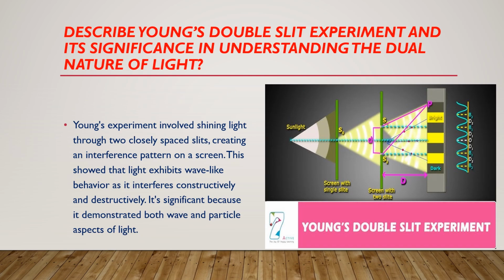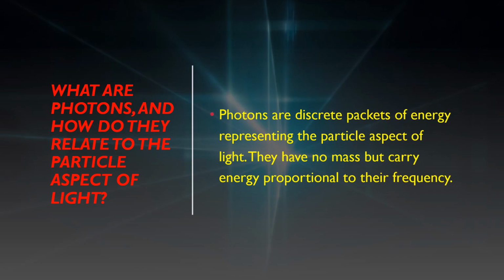Describe Young's double-slit experiment and its significance in understanding the dual nature of light. Young's experiment involved shining light through two closely spaced slits, creating an interference pattern on a screen. This showed that light exhibits wave-like behavior as it interferes constructively and destructively. It's significant because it demonstrated both wave and particle aspects of light.